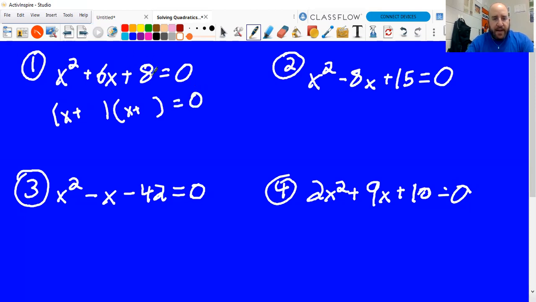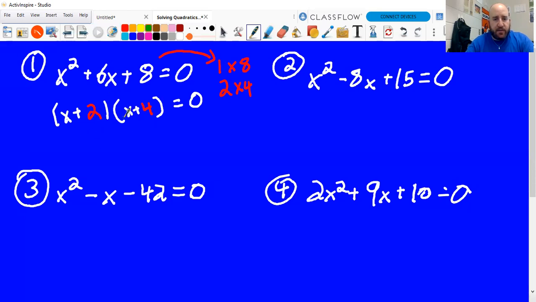So what can I multiply to get 8? That adds up to give me 6. Hopefully at this point you could do that in your head. If you can't, that's fine. So we're going to say, what can we multiply to get 8? 1 times 8, 2 times 4. Which of those can I use to get 6? It would be 2 plus 4. So those are my factors.